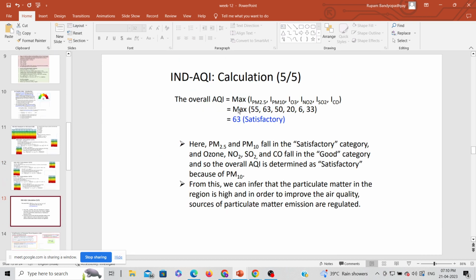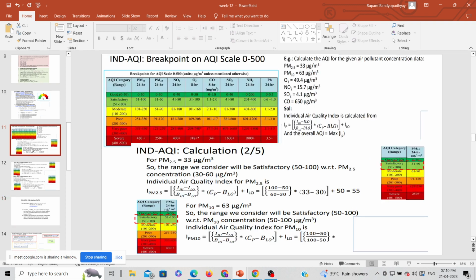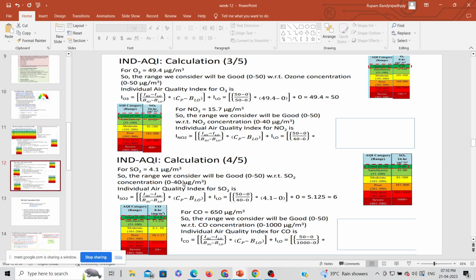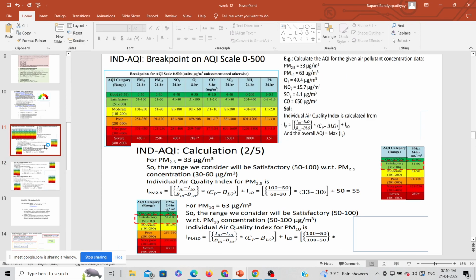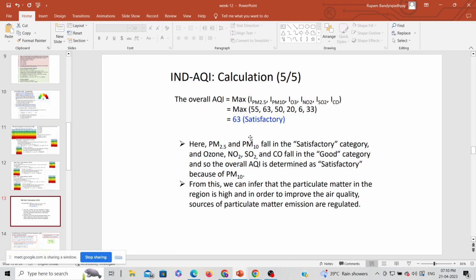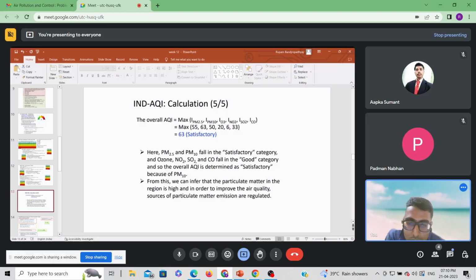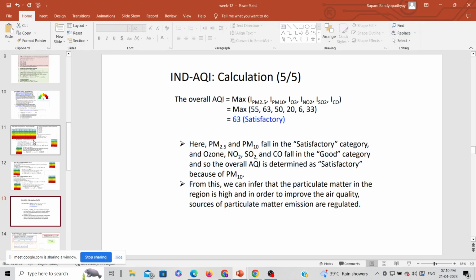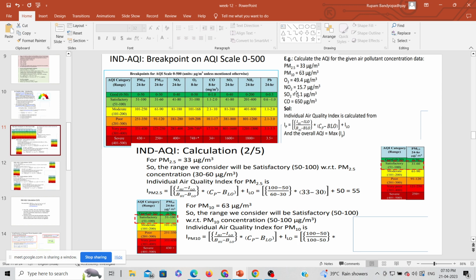At the end, the overall will be the maximum of whatever you got. The maximum you got is for this 63 value, which is for PM10, I think. Yes, so PM10 you got. The greatest value you have to take, and that will be the air quality index for an air parcel that contains these different pollutants.